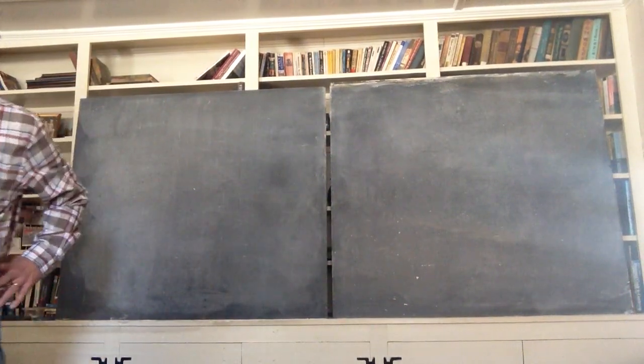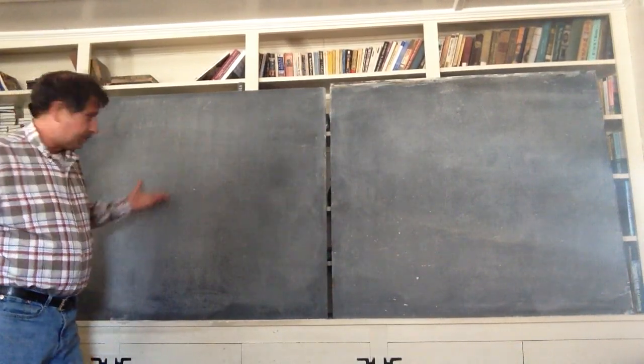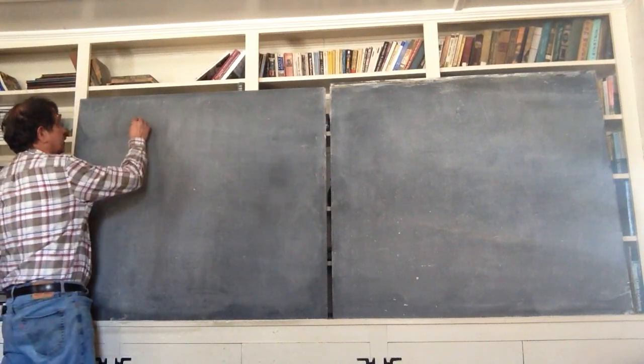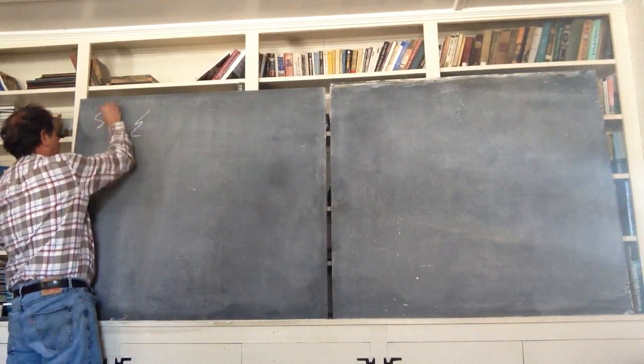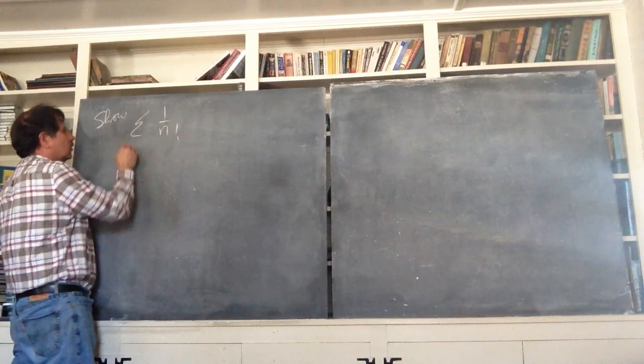Hi everybody, welcome back. We're going to finish, hopefully finish, the integral test, section 9.3 today. But first, as I mentioned, I made a mistake at the end of the last video. I wanted to show 1 over n factorial converges.